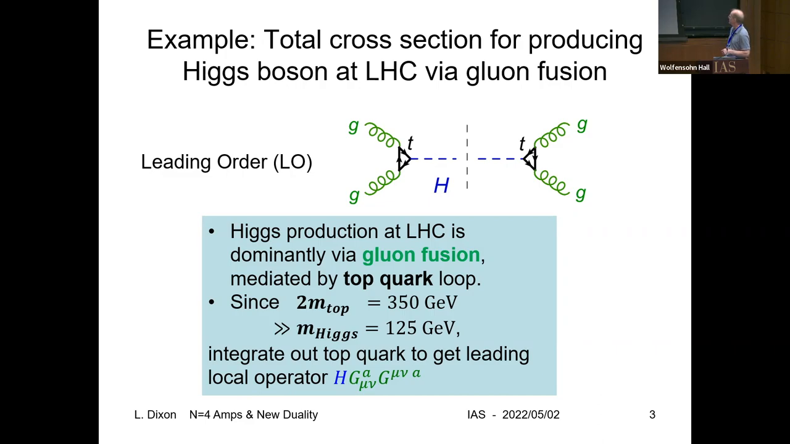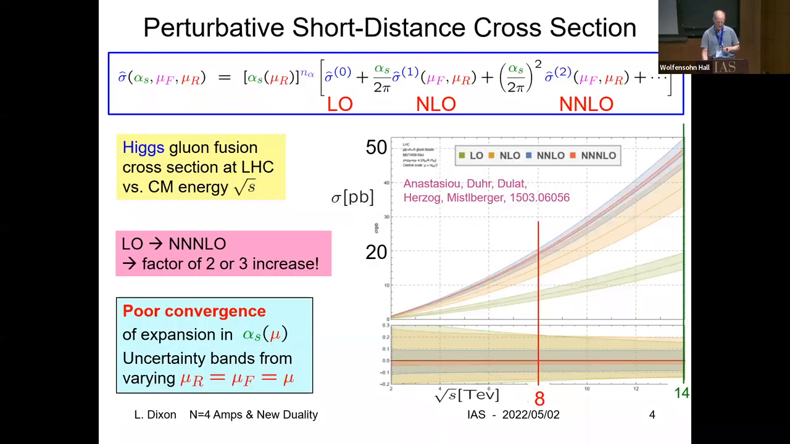If you evaluate this and square it, you get the leading order cross section. Now you can get an excellent approximation by taking the mass of the top quark to infinity, because twice the mass of the top, which is where cuts would start to open up here, is way up at 350 GeV, and the Higgs mass is only 125 GeV. So you can expand in the ratio of M Higgs over M top squared, and you get a pretty good approximation, which you can also correct. Anyway, at this leading order, you integrate out the top quark and you just get a single dimension five local operator coupling the Higgs to the product of two gluon field strengths. And that's what makes up the bulk of the corrections.